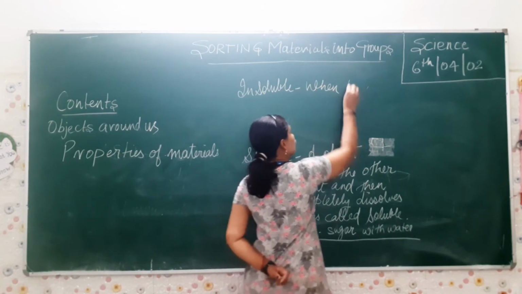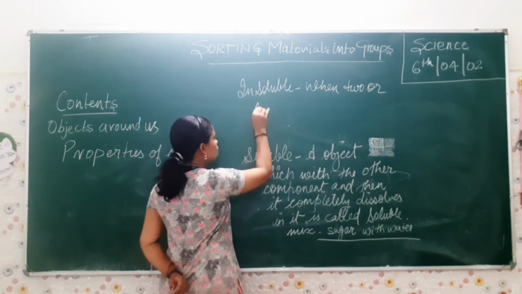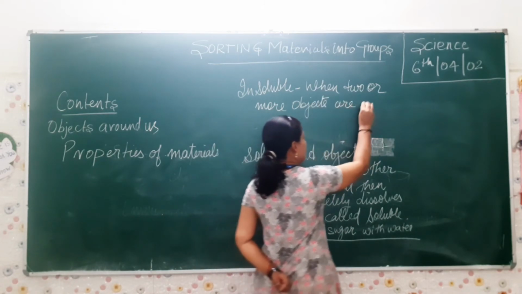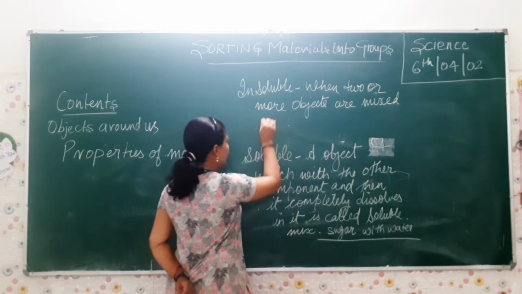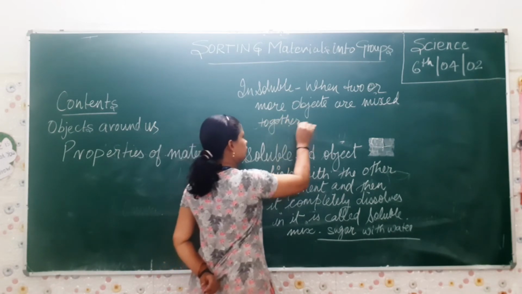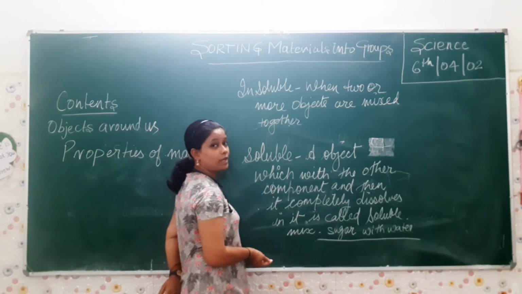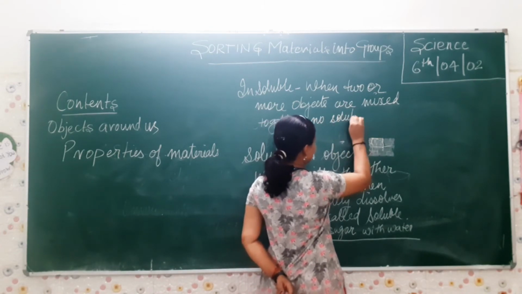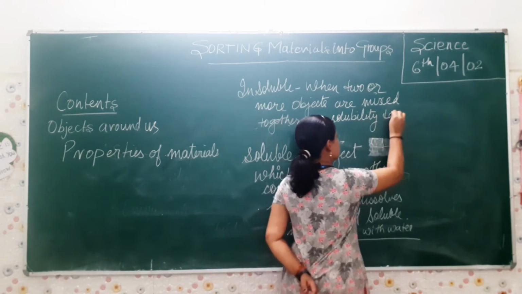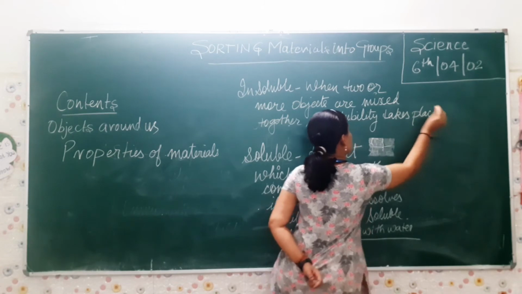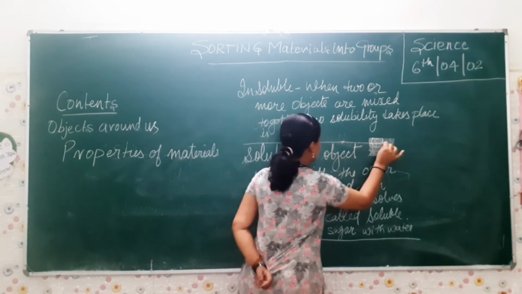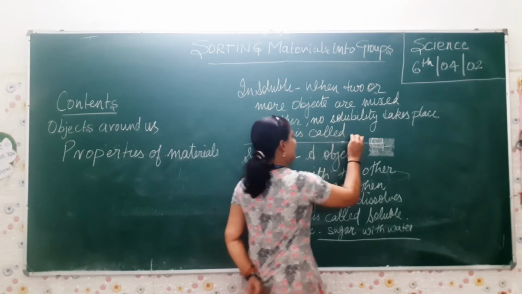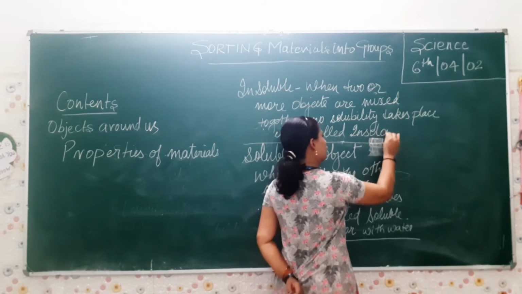When two or more objects are mixed together, and no solubility takes place, it is called insoluble. What do we say? Insoluble.